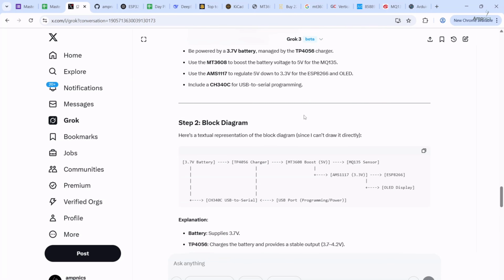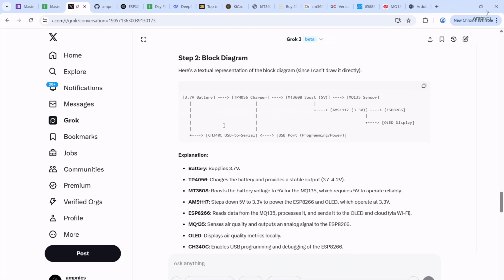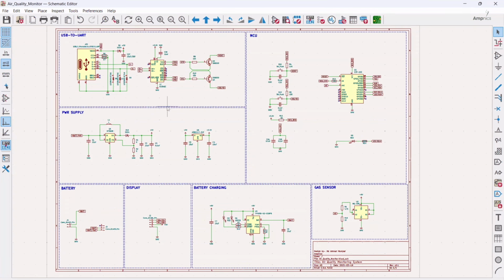Okay, so what I will do now, I will follow this block diagram and I will design the schematic. Here we have our schematic design. All the components are differentiated according to their functionality.